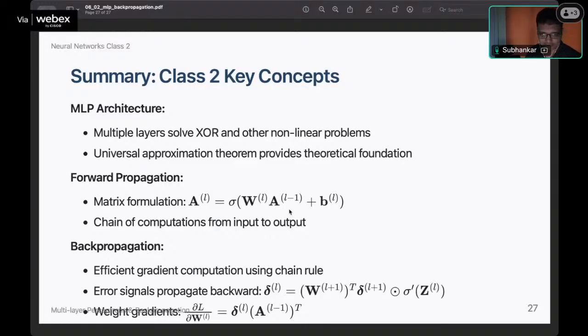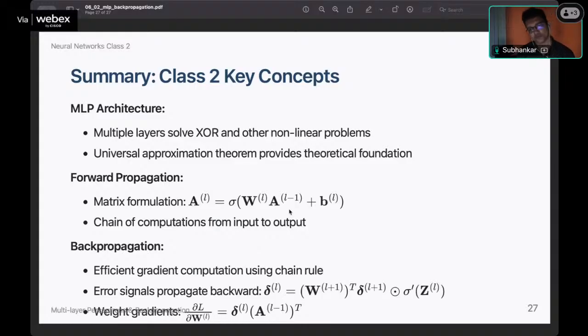The only thing I wanted to say is that backpropagation works really nicely, but there is a different way that a lot of libraries approach it. We will talk about it if there is time. What we discussed today: how multiple layers solve the XOR problem and other nonlinear problems. There exists a universal approximation theorem, which theoretically grounds that even with one hidden layer you can solve any problem. And then forward propagation.